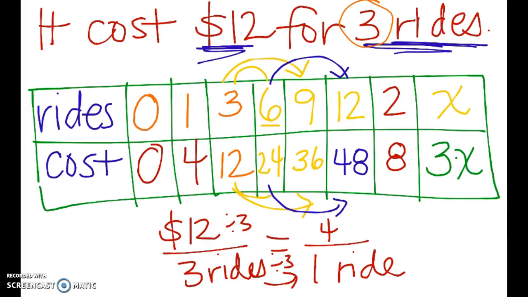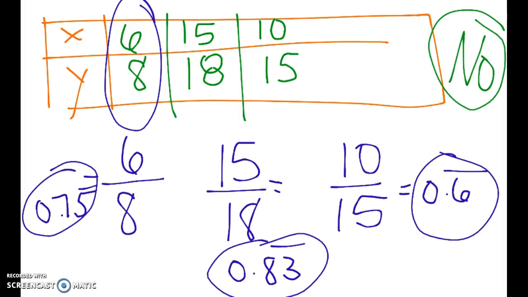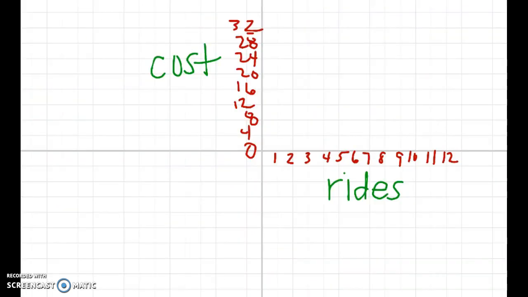Okay, so again, I'm going to count by 4s. And that made sense because if you looked at your cost, I know 4 goes into 4, 4 goes into 12, 4 goes into all of those numbers. That's why I counted by 4. So now I'm going to graph it. Okay, so we're going to graph these points.